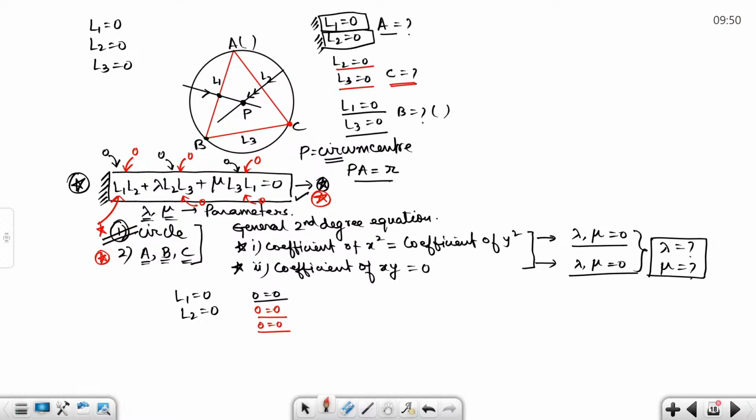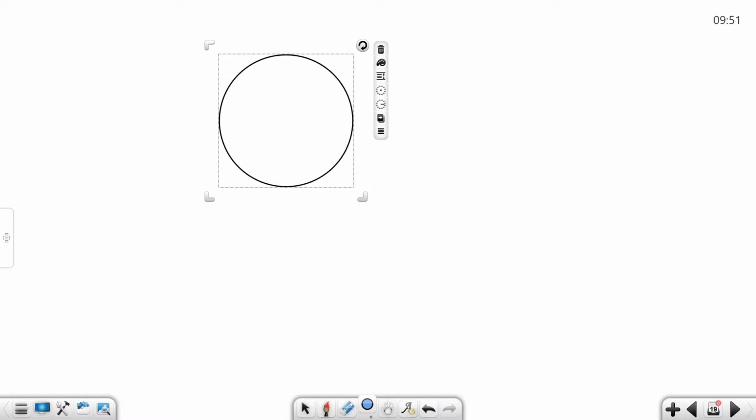Right? Okay. So let me just give you another example. Let us say that there is a quadrilateral, and this circle is circumscribing it. Suppose this is my quadrilateral, any quadrilateral.